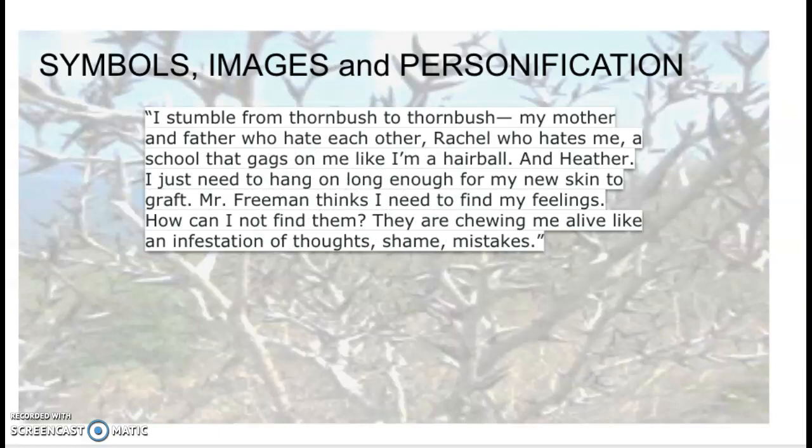Again, we're going to look at some symbols and images, and this example has a really good example of personification as well.